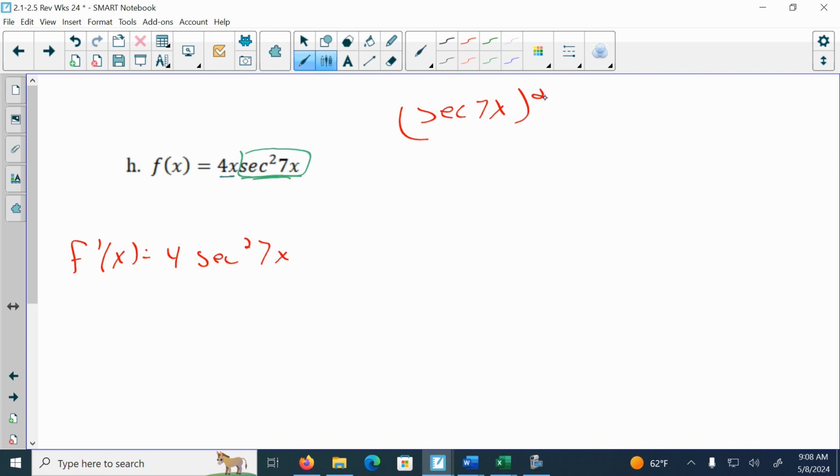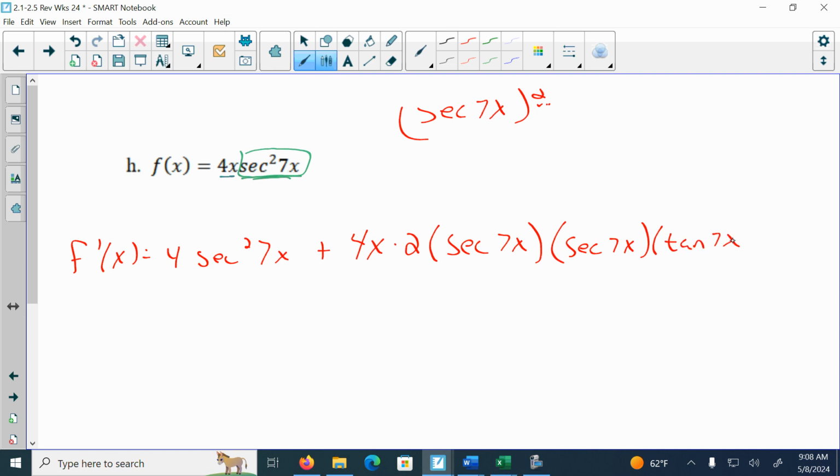I'm going to rewrite that, then plus. Now I'm leaving that 4x alone. I'm taking the derivative of something raised to the second power, so I'm going to bring down that 2. Leave the parenthesis alone exactly the way it's written. Raise it to the 1 less power, so that's going to be raised to the first power. Now I'm going to take the derivative of secant. Remember, the derivative of secant is secant times tangent.